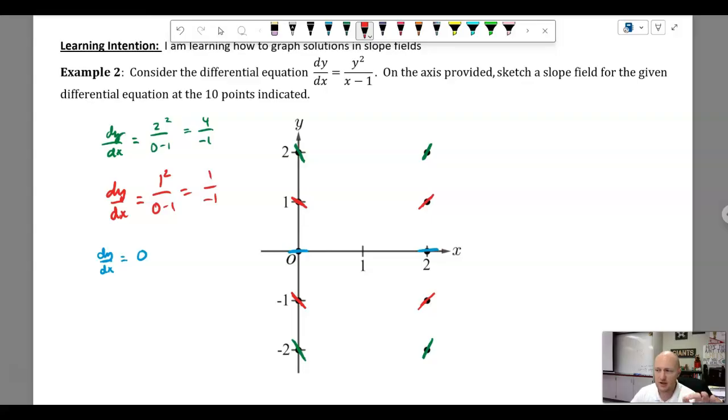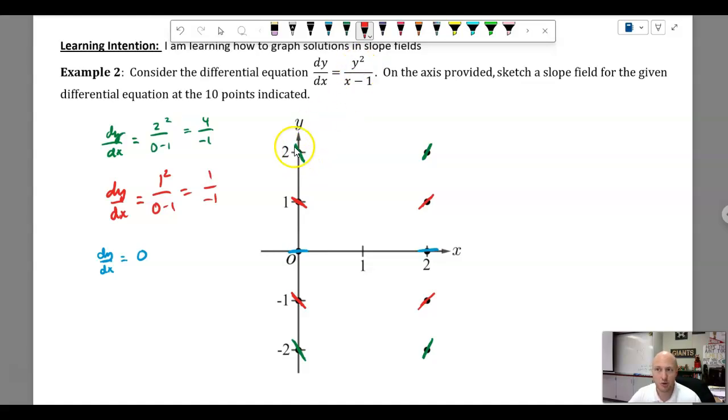Hopefully you got these values, but I also wanted to talk about some patterns and ways just to speed this along because, like I said, it is tedious. I put these in colors. So this first point has a y value of 2. So 2 squared over 0 minus 1 is 4 over negative 1, which is negative 4. Pretty steep.